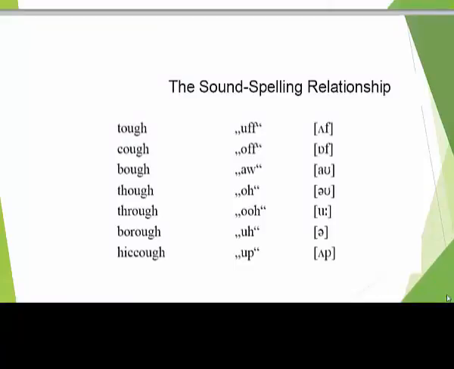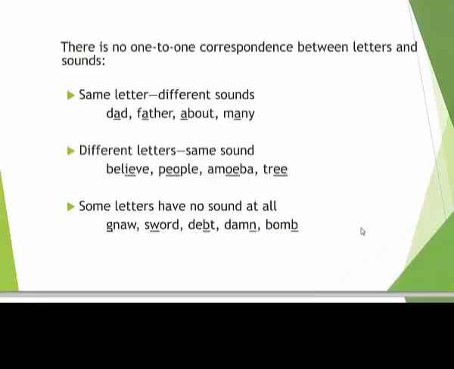We'll begin by looking at our writing system, or orthography, in English. In English, we know that how we write is not the same as how we speak. In this example, we can see that tough, cough, bow, though, through, burr, and hiccup are all spelled similarly. They have the same letters at the end of the word, and yet all of them are pronounced differently.